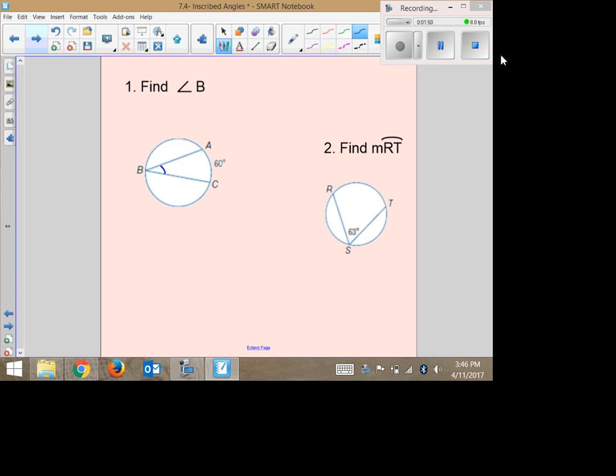Let's find the measure of angle B. Here we see that arc AC is 60 degrees, so we're going to take 60 and divide it by 2 to get angle B to be 30 degrees. Here we have that angle RST is 63 degrees, so we're going to take 2 times 63 to give us 126 degrees for the measure of arc RT.